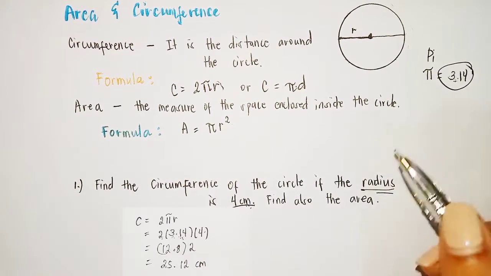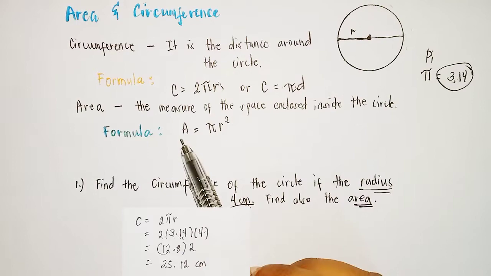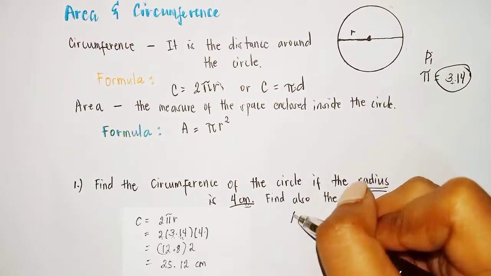Okay, now, we are going to find the area naman. So, what we are going to do to find the area is, of course, to get the formula. We have A is equal to pi r squared.